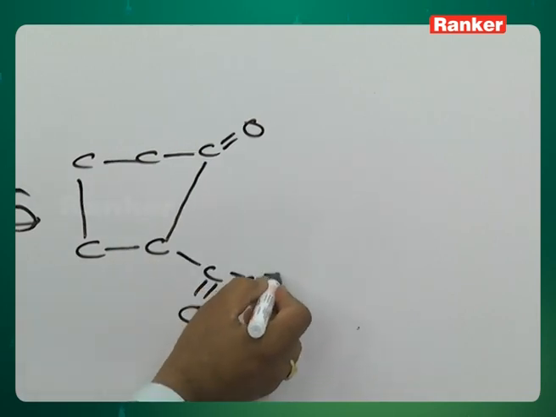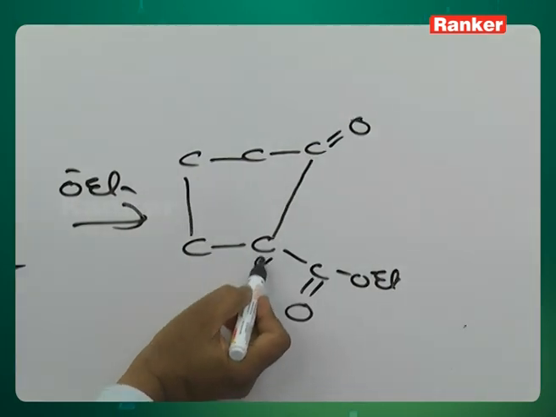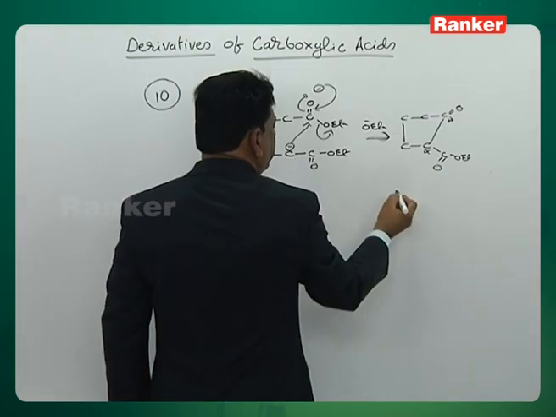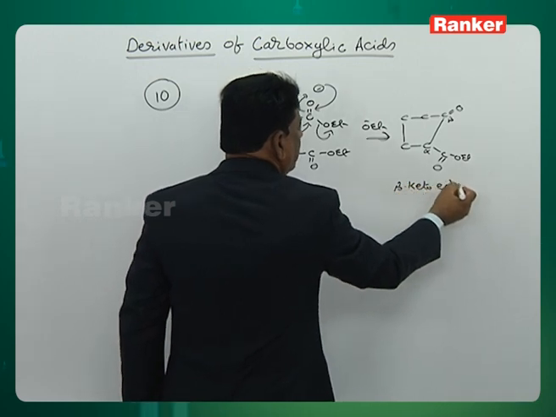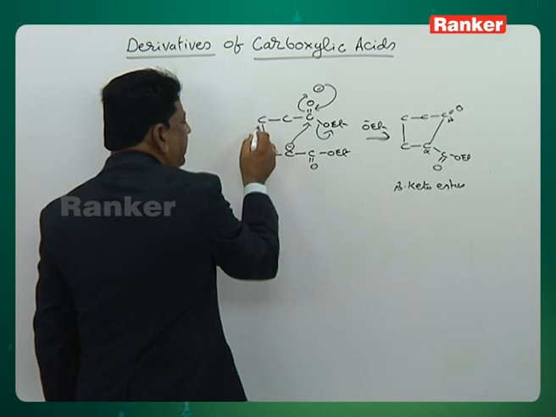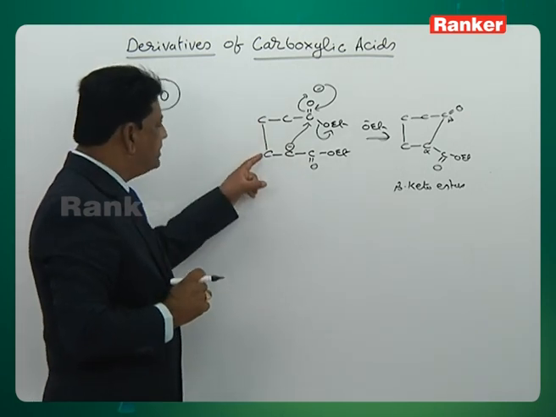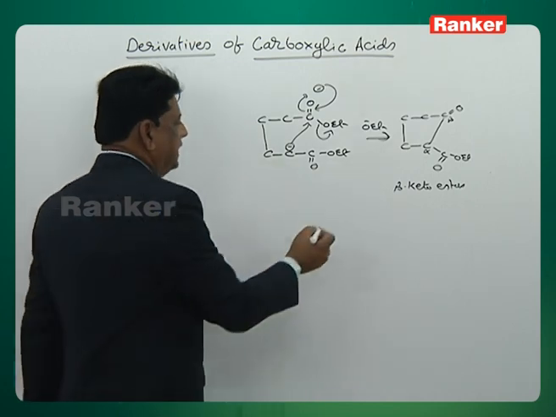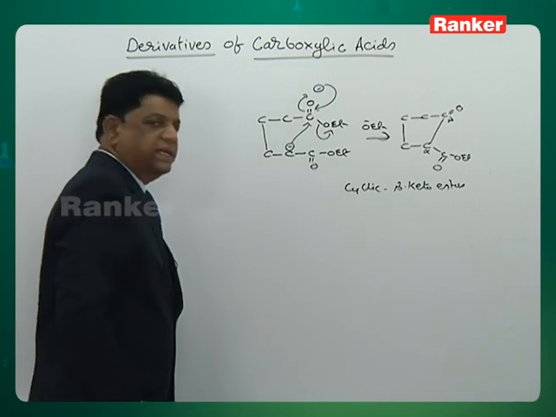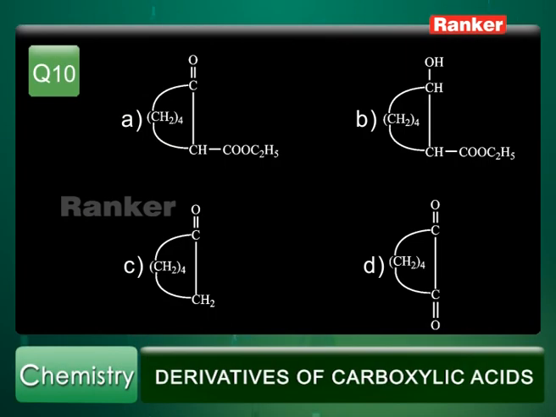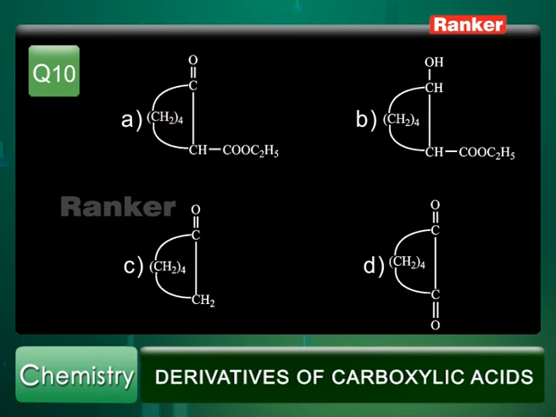So with reference to the ester, where is the keto? This is a carbonyl group, alpha carbon and beta carbon. So the beta keto esters will be the answers. Only thing is it is an attached one. Instead of separate dicarboxylic acid esters, we have taken an attached one. Therefore you get a cyclic beta keto ester as the answer. So option A is the right answer.